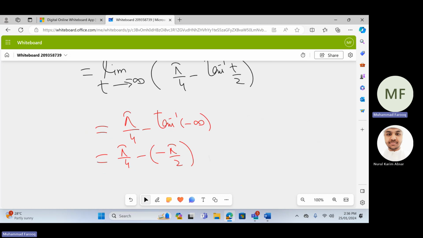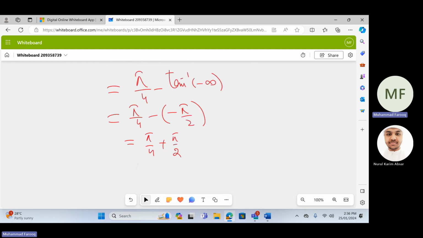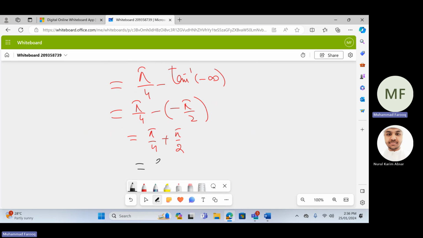pi by 4 plus pi by 2. So the answer is 3 pi over 4. Look at here. One of the limits was infinity. But the answer is what? A proper finite number, 3 pi by 4. So it doesn't mean that if limits become infinity, the answer in the end is infinity or undefined. No, no. We have developed a procedure where you can find the answers even if the limits are infinity.